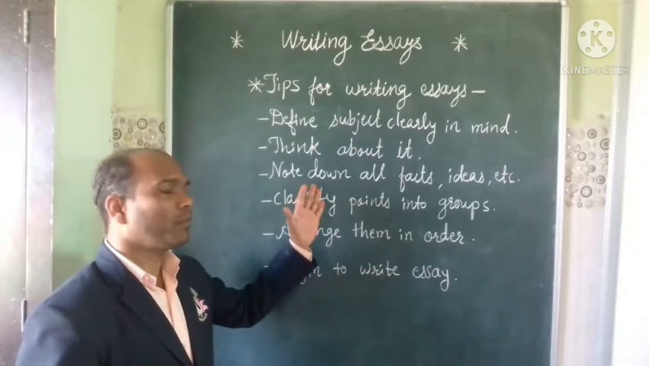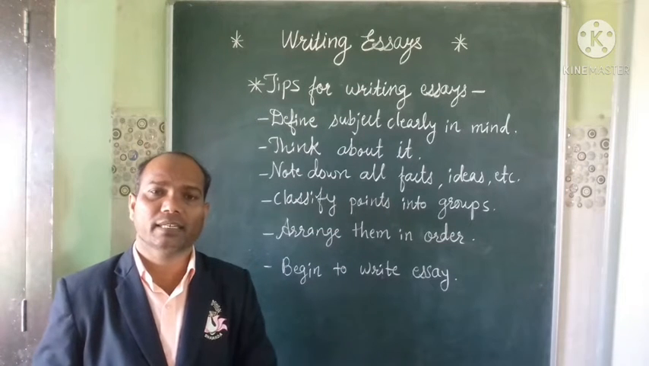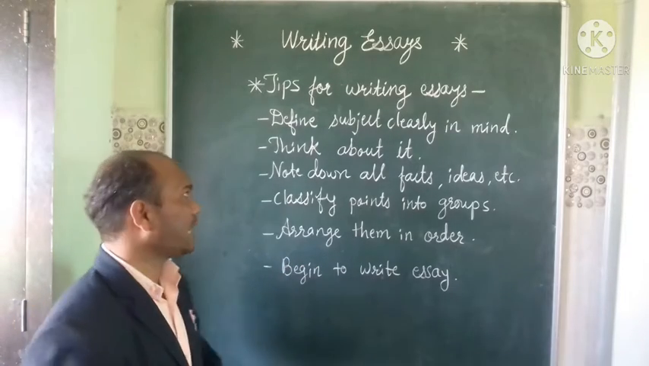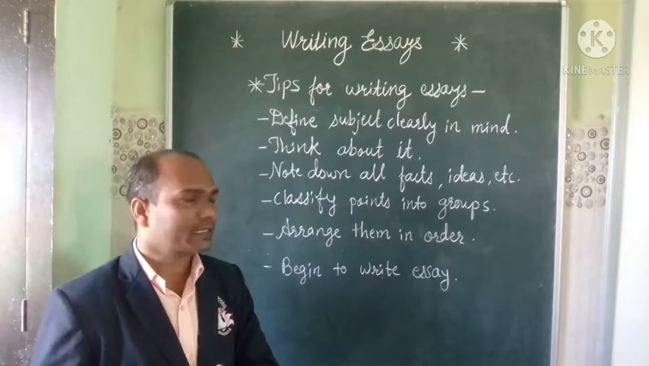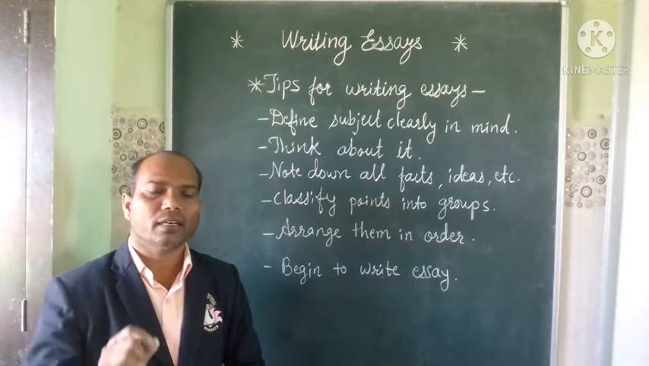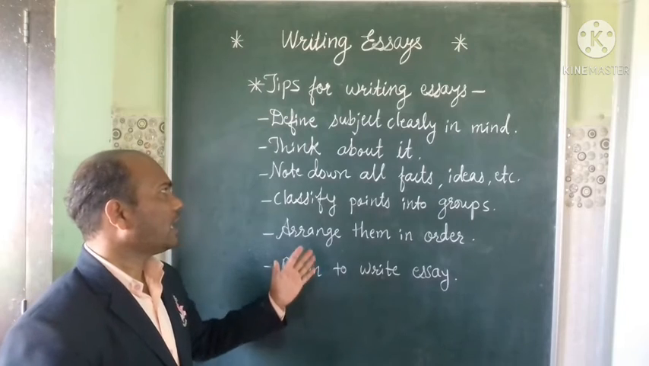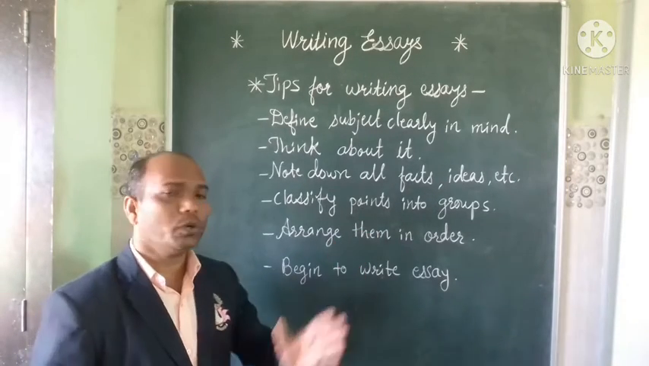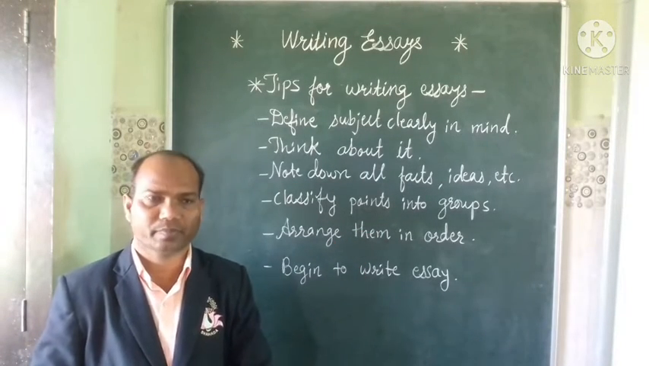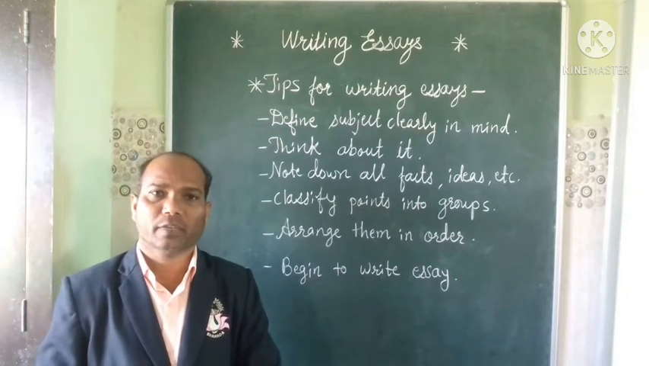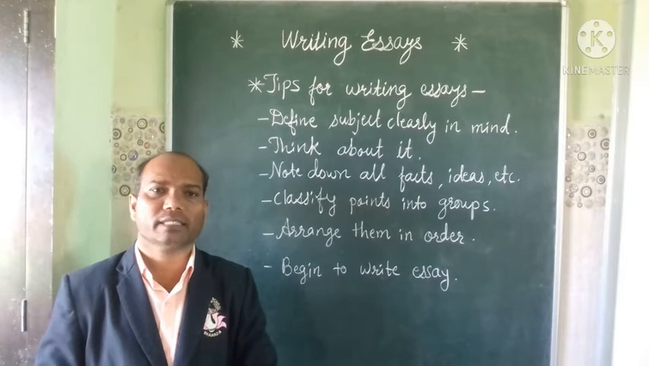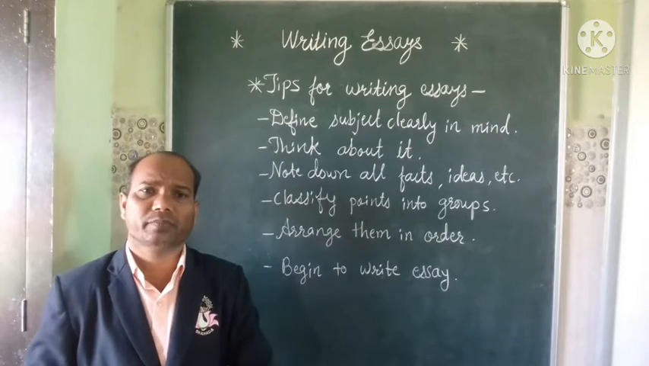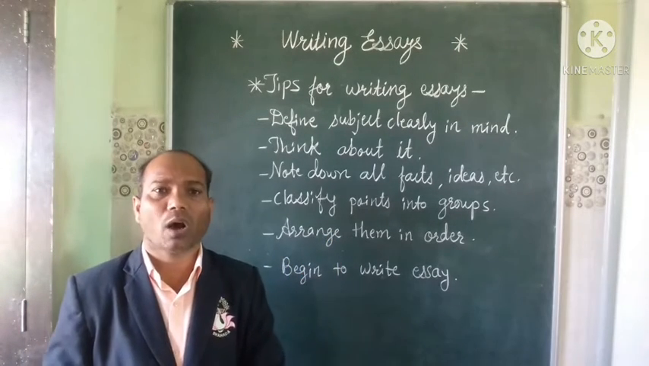While thinking about the related topic, try to collect the different ideas, facts, examples, etc. related to that topic. After that, note down all those facts, ideas, and examples on a piece of paper. Then, after writing down on the piece of paper, classify all the points into groups under suitable headings. Those points which are not related, unsuitable, or irrelevant, we can avoid or reject while including them in the essay writing. Next, arrange them in a particular order.